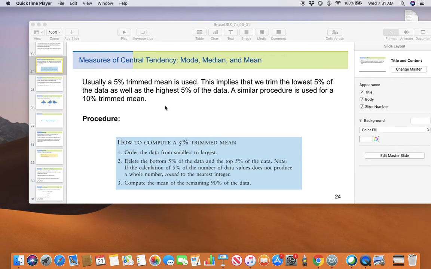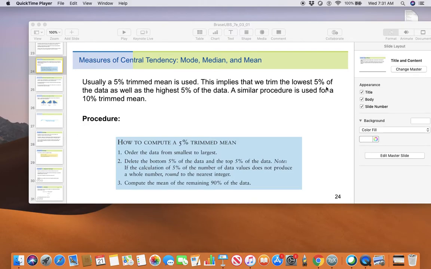So we are looking at trimmed mean. So as to find the mean by removing the extreme highs and extreme lows. Usually a 5% trimmed mean is used. This implies that we trim the lowest 5% of the data as well as the highest 5% of the data. Similar procedure is used for a 10% trim. 10% means highest 10% and lowest 10%.